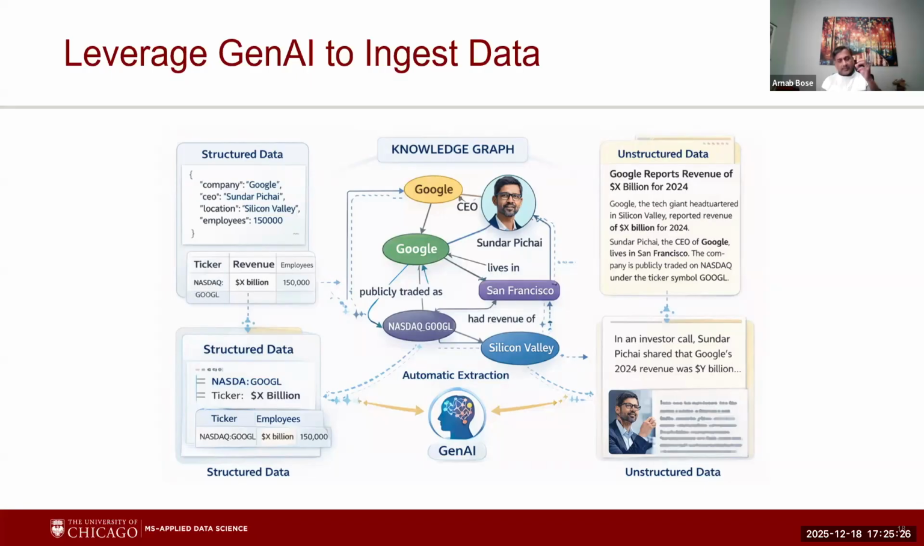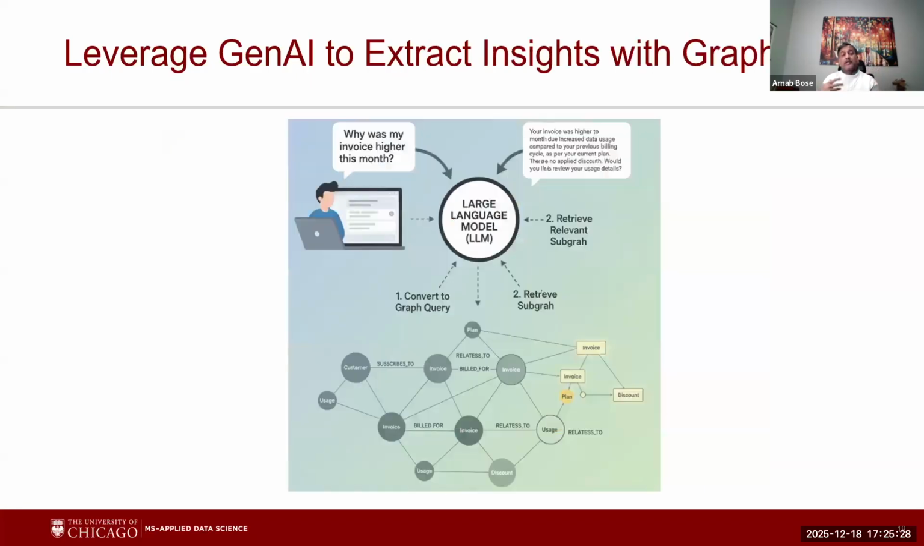So that's on the ingestion side. You can also leverage Gen AI, as we mentioned, on the graph RAG side. So what does that look like? You have a query coming into an LLM. Now that query is converted to a graph query. That graph query is now sent to a knowledge graph. From the knowledge graph, you retrieve the relevant subgraph, and then that is used by the LLM to generate the response.